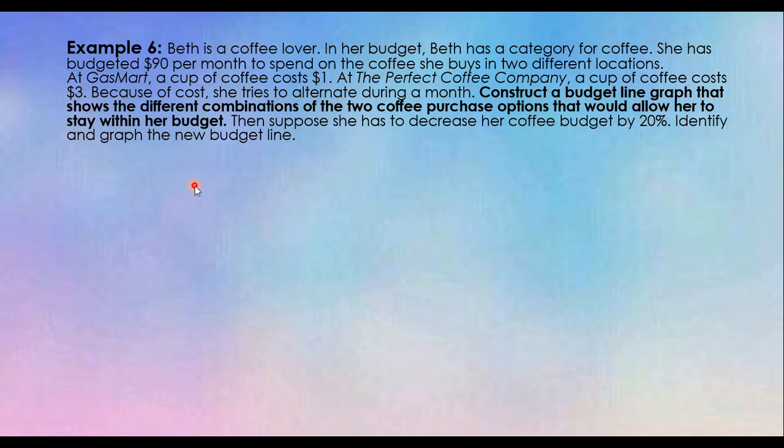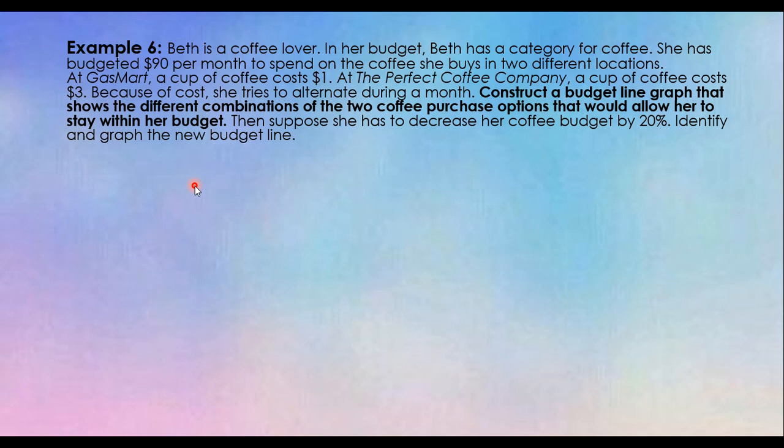Because of the cost, she tries to go back and forth between the 2 per month. She alternates throughout them. She doesn't continually go to the Perfect Coffee Company 7 days a week because that's more expensive. So sometimes she'll go to Gas Mart, sometimes she'll go to Perfect Coffee Company, just depending maybe on the mood. But she tries to always alternate because of the cost.